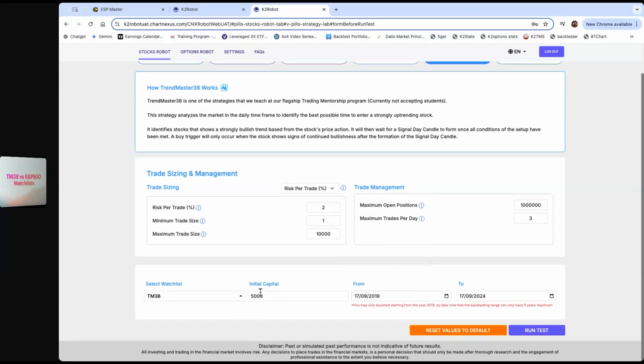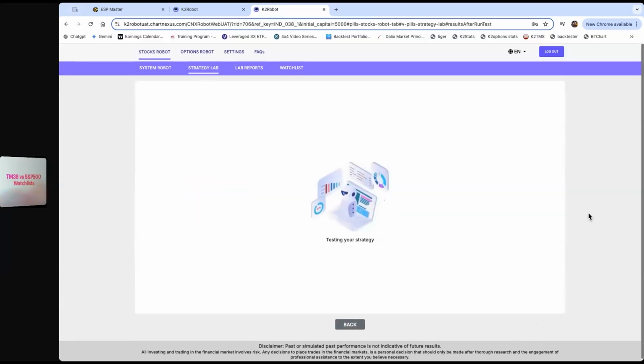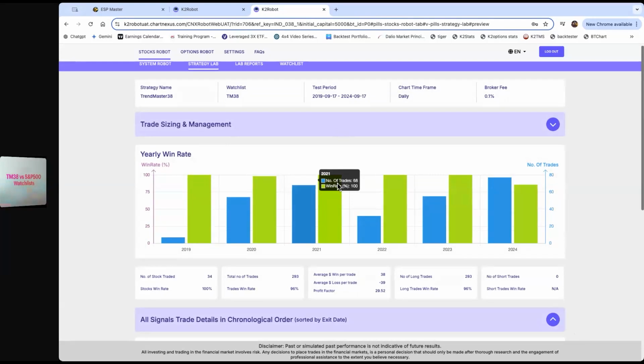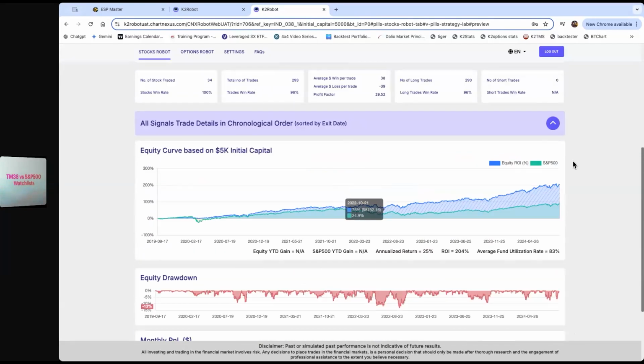Then you know that, wow, this will work because it has gone through all the different bear markets. So I'm going to test initial capital 5,000 on this watch list, run test. So the system is now testing. Now, this platform is web-based. We no longer need an application. Everything is web-based nowadays. Okay, the back test is done already. This is the result.